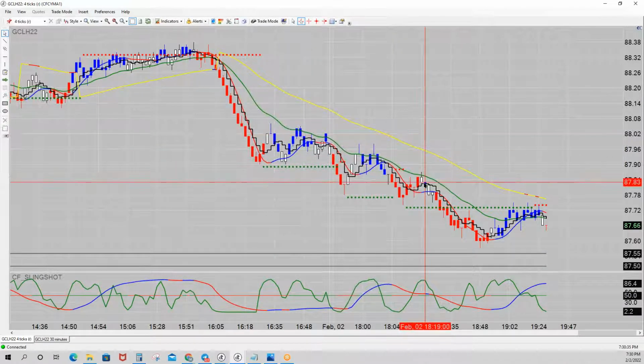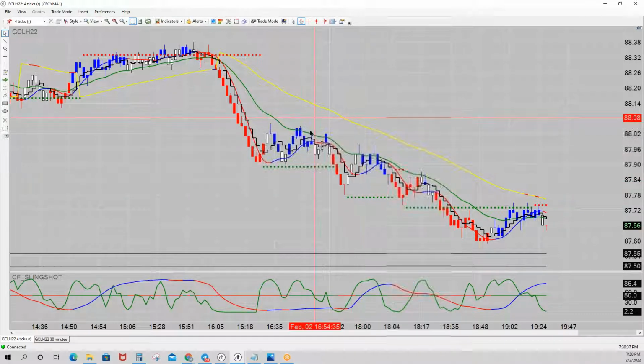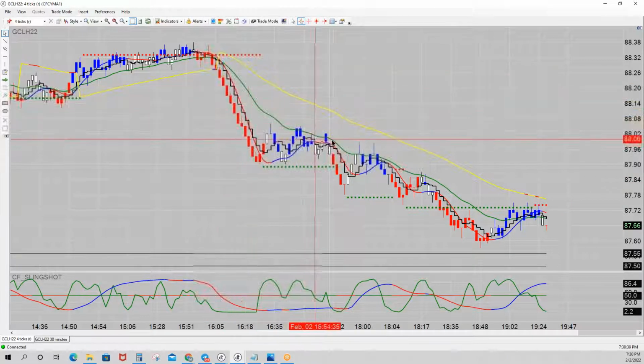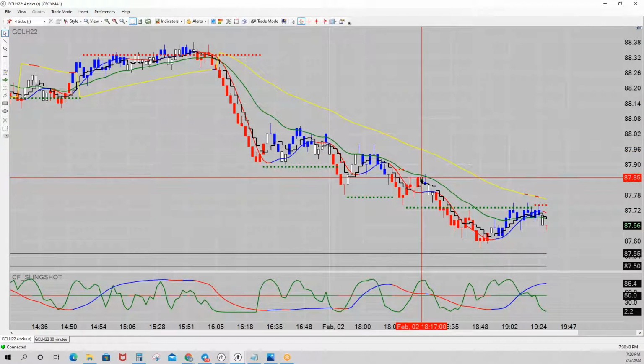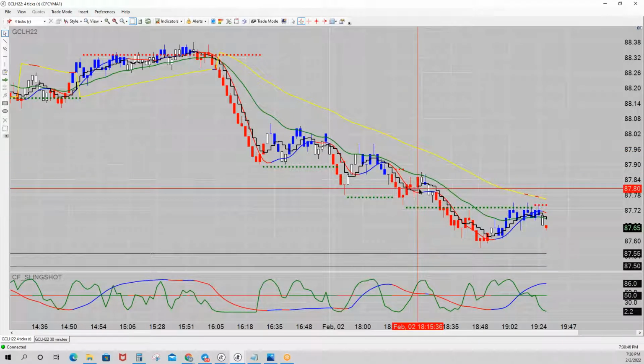When I say the words down close, I mean a close at the bottom, and up close means a close at the top. That's the thing about these bars. Every one of them can only close in one of two places. It's got to close at the top or at the bottom.